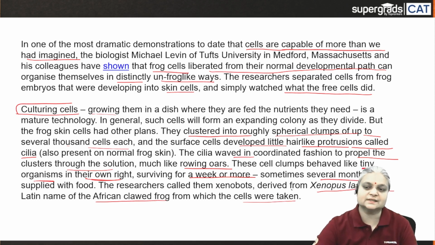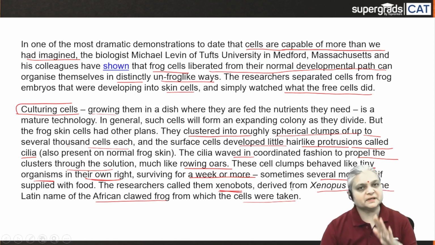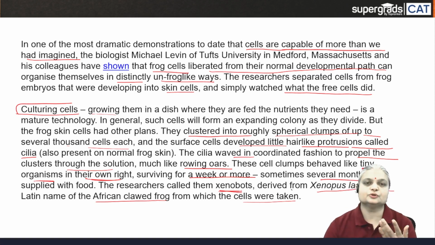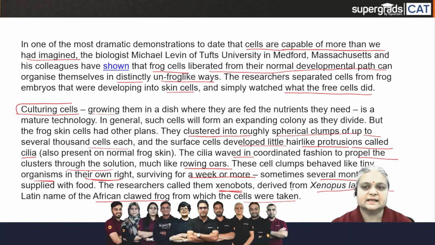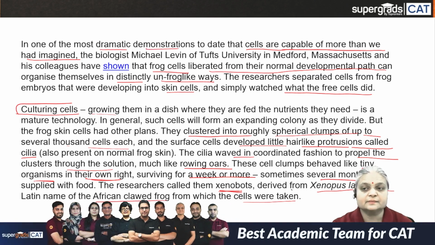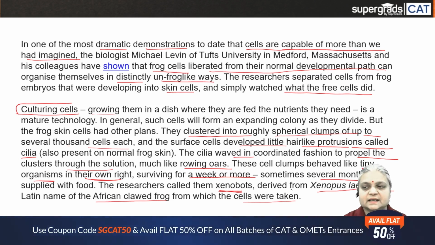So why they call it a xenobot is also illustrated now. And what is the meaning of this xenobot? That is also illustrated now. So if you had patience and you have read through, you'll automatically understand very clearly what the article is all about. It is saying that there was a dramatic demonstration done by these scientists or microbiologists. And what was that? That they proved that cells are capable of more than we can even imagine.